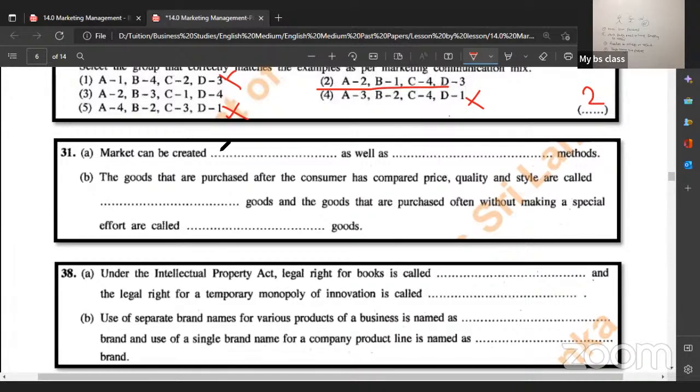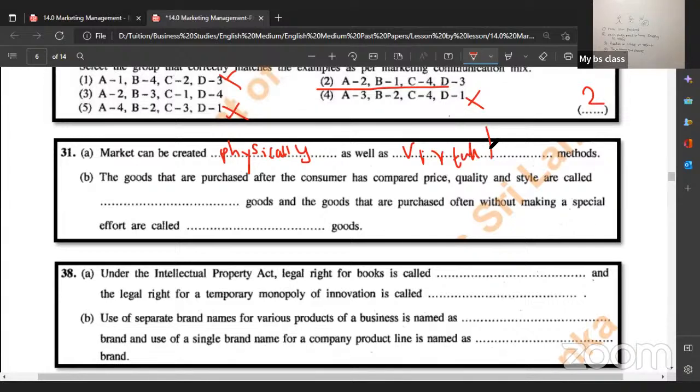So physically you can create a market where you will meet the buyers and sellers face to face. Something like a vegetable market, fruit market. And also internet methods and electronically, technologically, virtually, okay, right? Using internet, using technological methods, all correct answers.